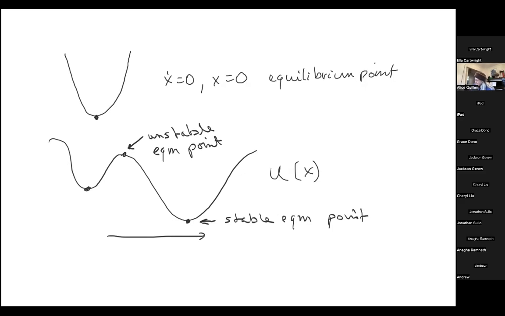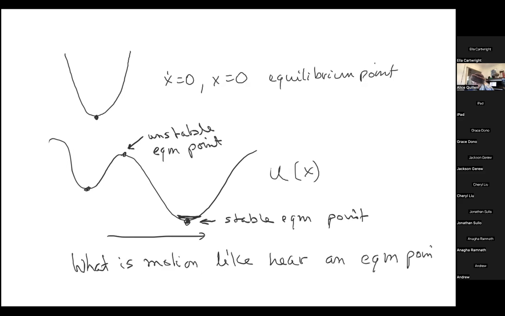So now what we're going to do is say, let's suppose we're at an equilibrium point and the particle never leaves. It's very close to the equilibrium point. What's the motion like near the equilibrium point? So that's the question. We're going to assume we're really near one of these stable equilibrium points.